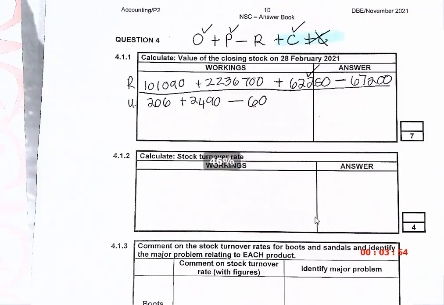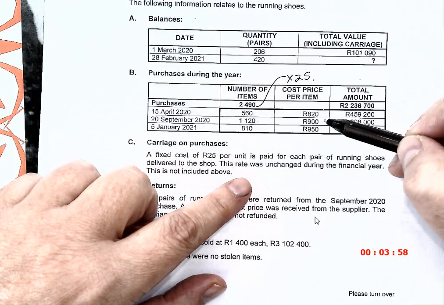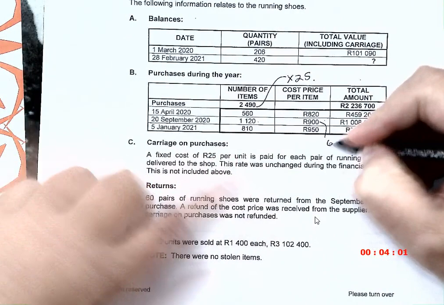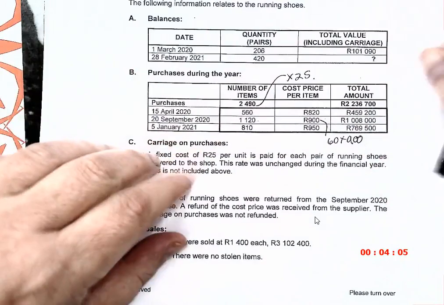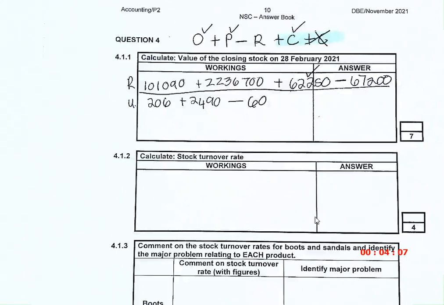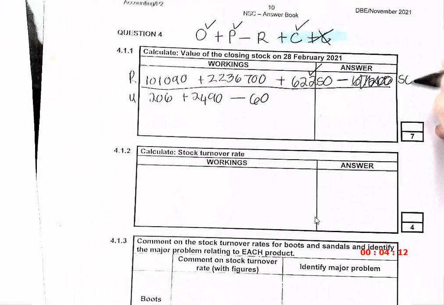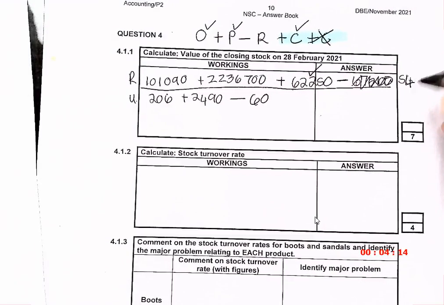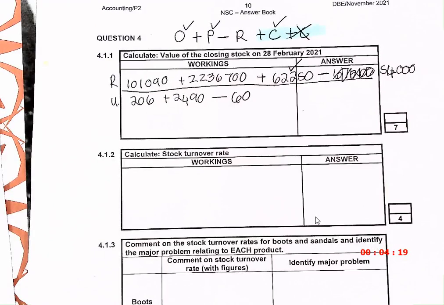What we did is I multiplied with the units, not with the price per unit. So it would be 60 times 900. Can you see they're ignoring the carriage? So this gives me not 67 but 54. Why do you ignore the carriage? Because it was not refunded. So you just leave it like that.